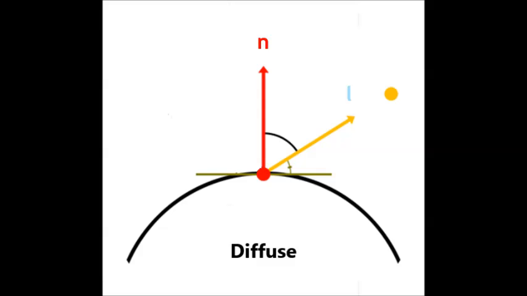Diffuse light is where the intensity of the light depends on the angle in which you're viewing it. So if you're looking directly at the light, then you should get the maximum illumination, whereas if you're facing away, there shouldn't be any illumination. And of course, if you're looking somewhere in between that, then depending on the angle that you're looking at, the light source depends on how much illumination there is.